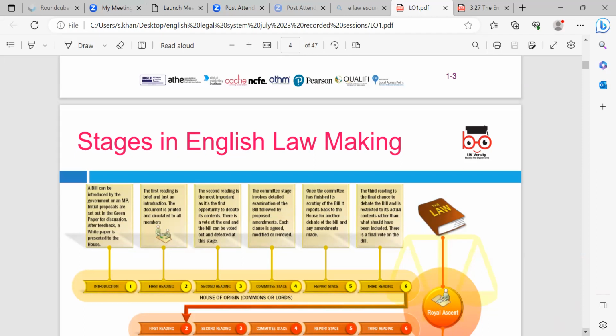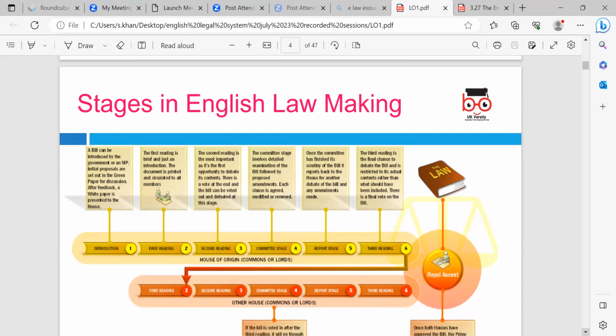So you have the introduction stage, where a bill is introduced by the government or an MP. Then you'd have the first reading, where it is brief and just an introduction. Second reading is the most important, as it's the first opportunity to debate the contents of the bill. Then the committee stage involves detailed examination of the bill, followed by any amendments. Report stage is once the committee has finished the scrutiny of the bill, it reports back to the House for another debate. Then the third reading is the final chance to debate the bill, and is restricted to its actual contents rather than what should have been included.